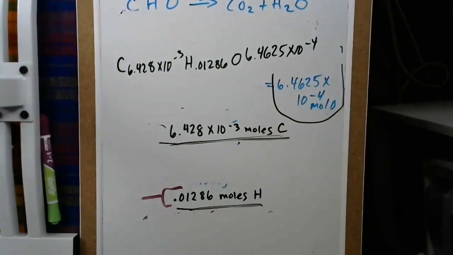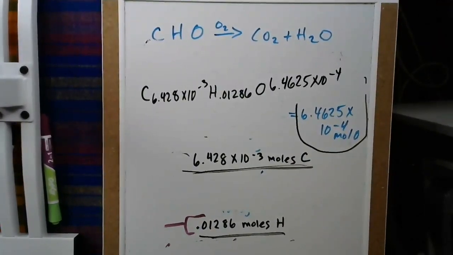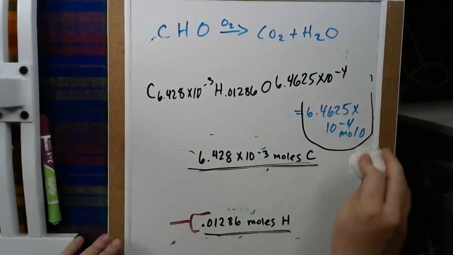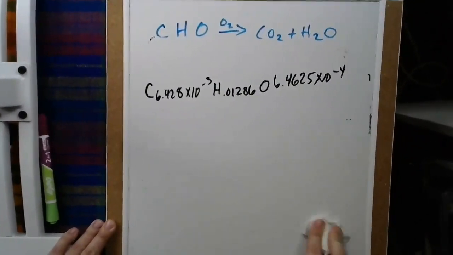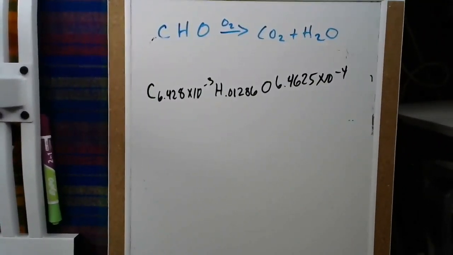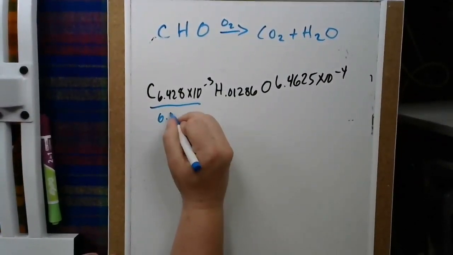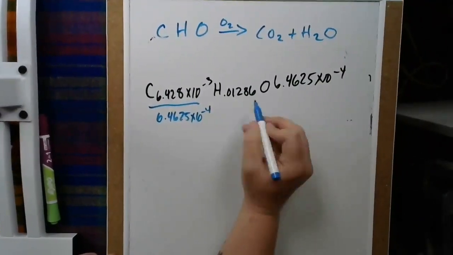Okay. Wait. Almost got that all in there. Okay. We're going to divide everything by that oxygen value because it's the smallest. So we're going to divide everything by 6.4625 times 10 to the negative 4.